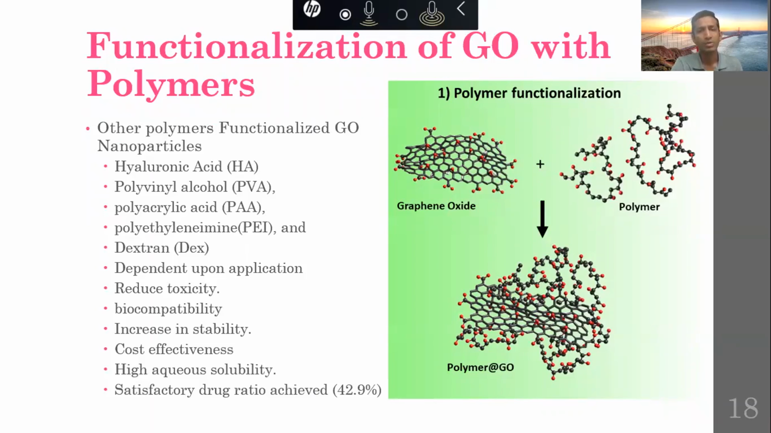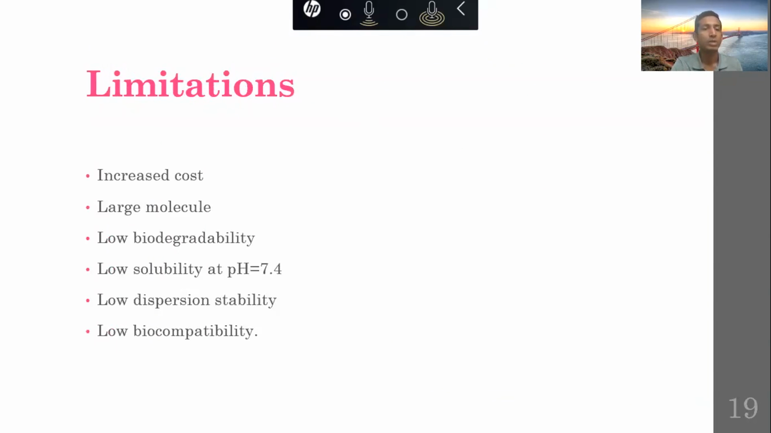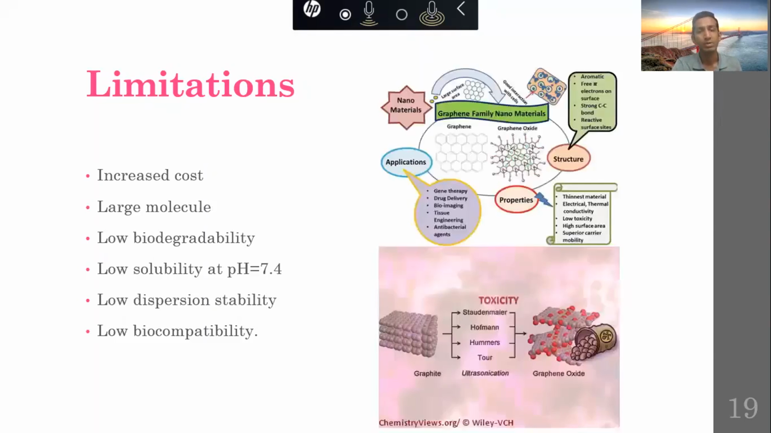If you look at the picture on the right, you can see that graphene oxide functionalization with polymer results in the graphene oxide polymer nanocomposite. They do have several limitations. For some nanocomposites, there is an increased cost due to complex experimental setup. We have large molecule size, low biodegradability, low solubility at pH equal to 7.4 for PVA, low dispersion stability, and low biocompatibility for PVA. This is all from my side, and the presentation will be continued by Maira.